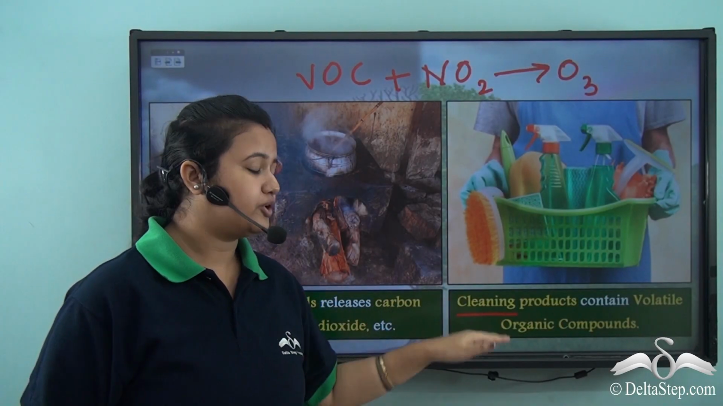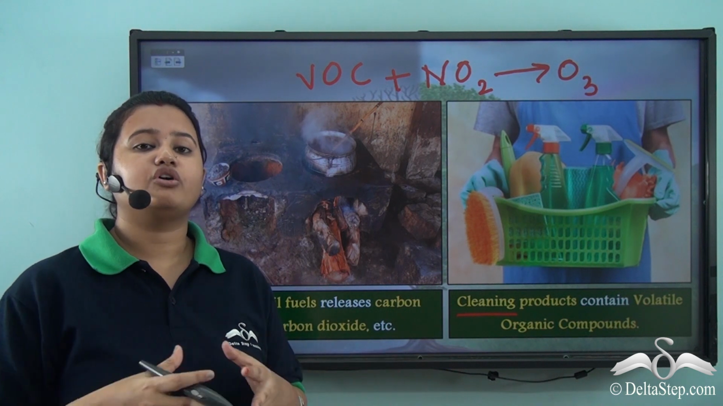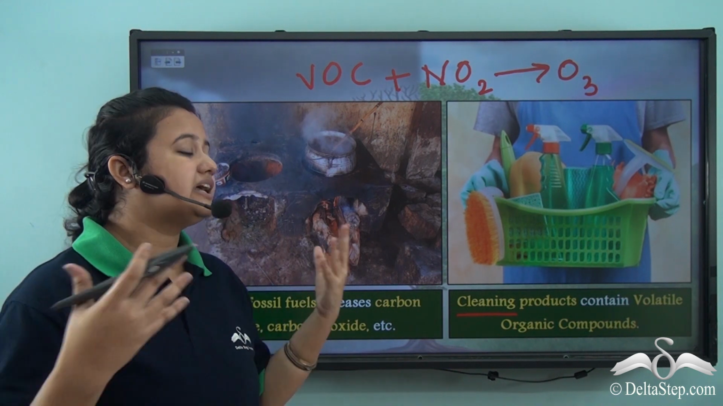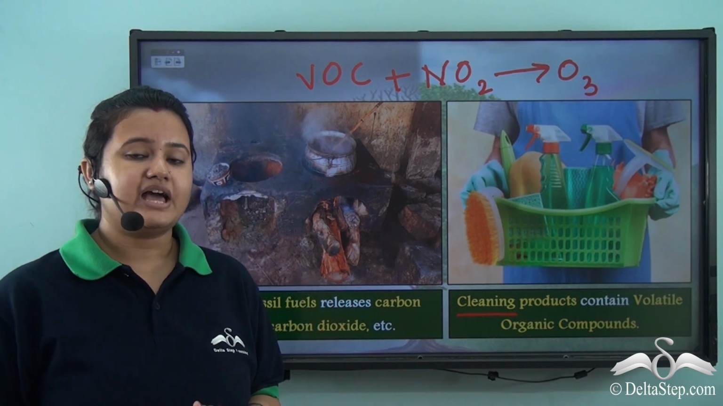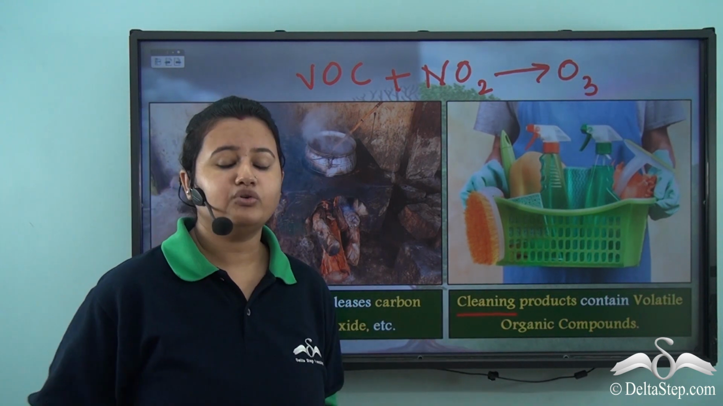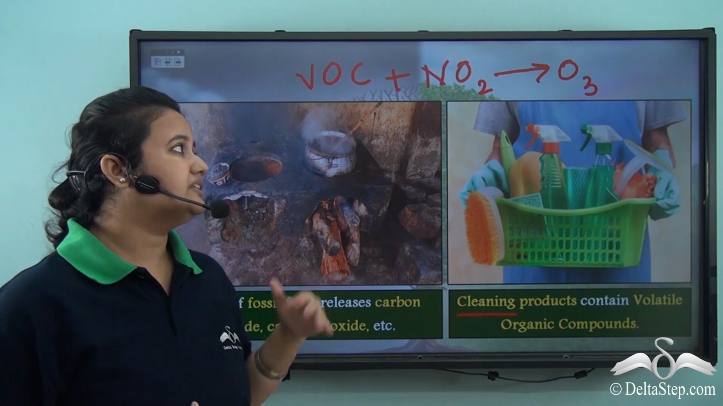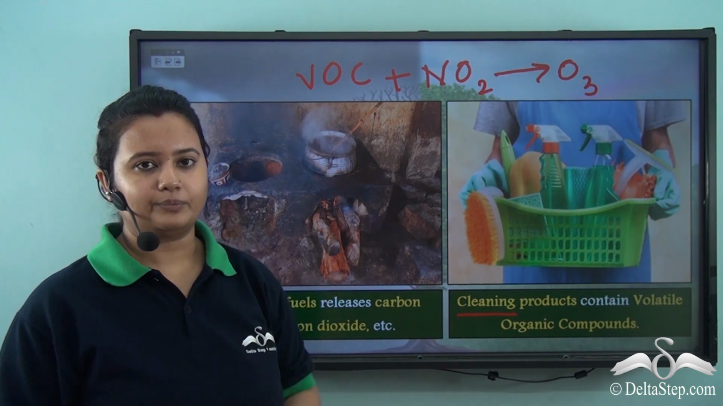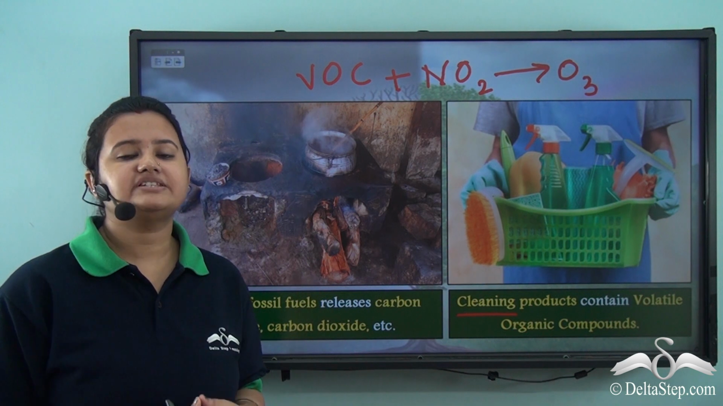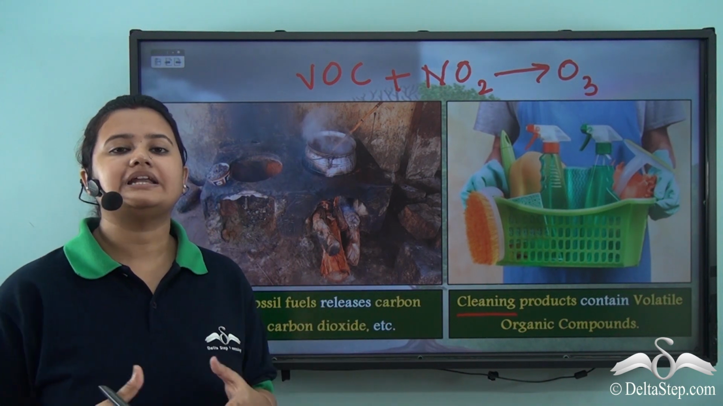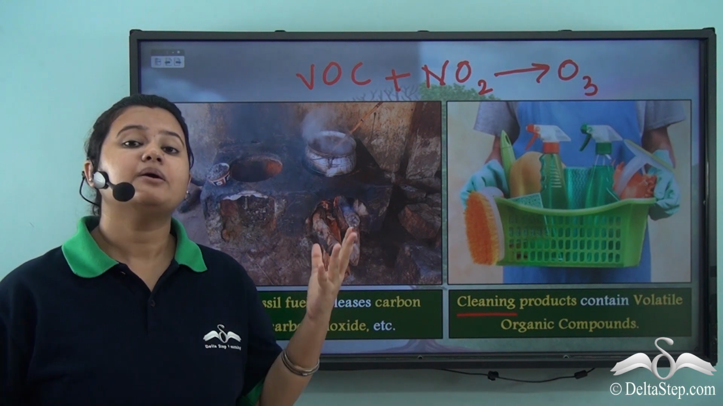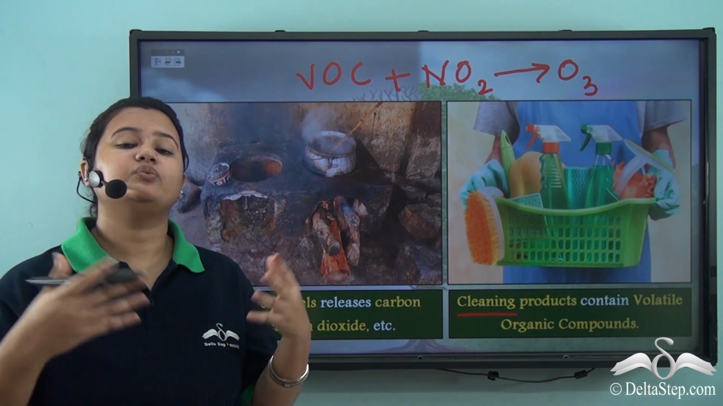Thus, these cleaning products are a major source of air pollution as they contain volatile organic compounds, which are air pollutants, and these volatile organic compounds further produce other air pollutants like ozone. Now this is a very interesting fact, that is, the cleaning products that are meant to clean our houses are actually polluting the environment we live in.